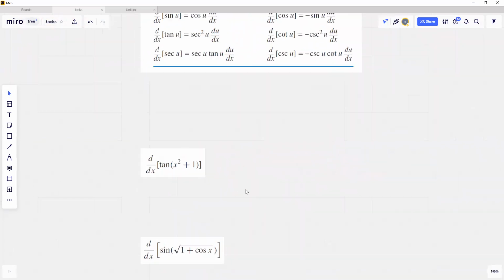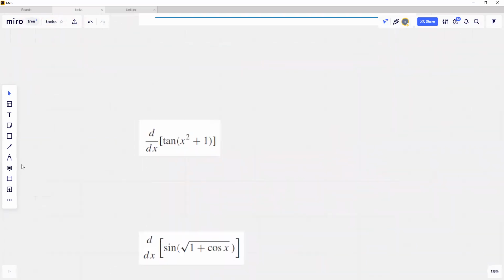All right, let's take a look at a couple of examples. So here we have a composition of the following functions. Let's call tan the outside function. So this is our function f, and function f is a function of g of x. Here is our g of x. g of x is a function of x and is equal to x squared plus 1.